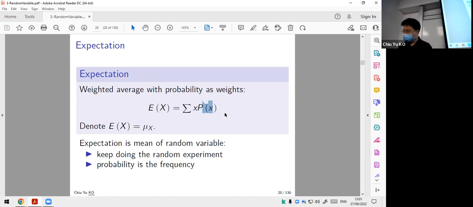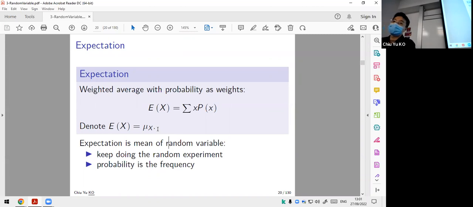And usually, as mathematical notation, we call this mu of x; this is how you usually write it. In other words, if I just repeat this experiment many times, on average, this is the value we get.